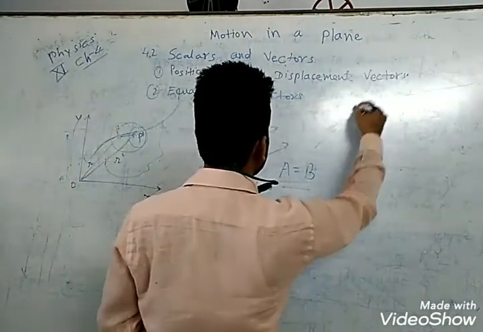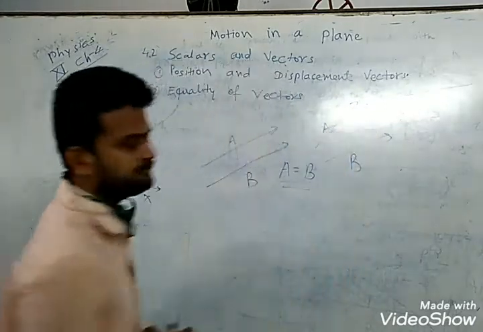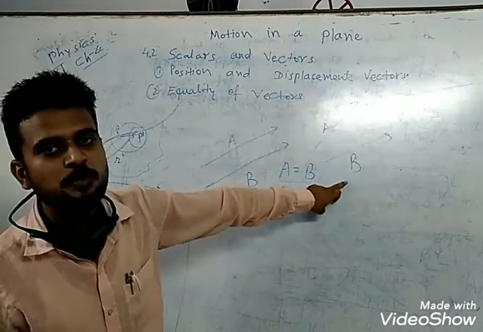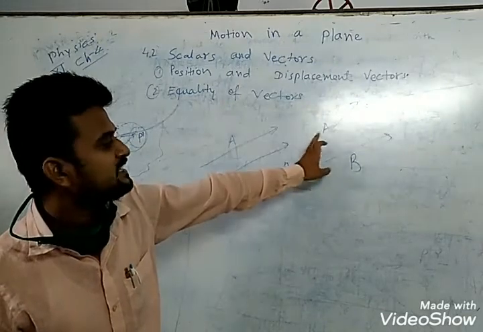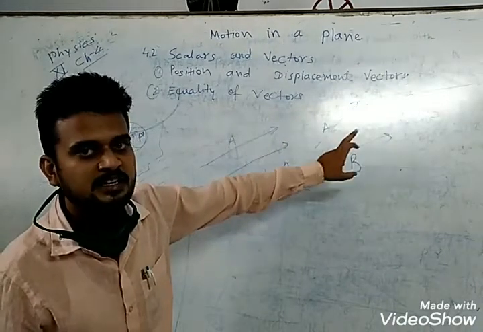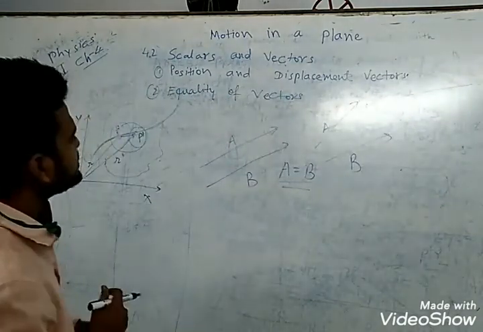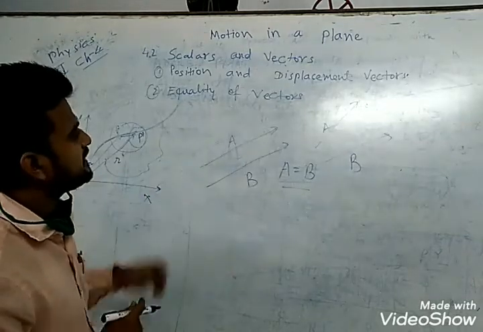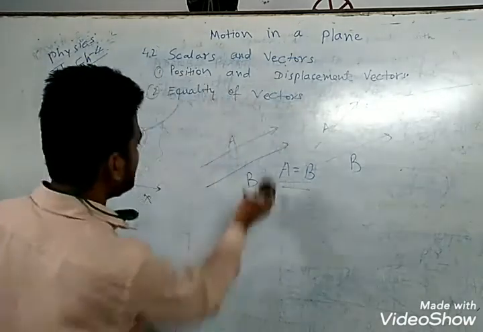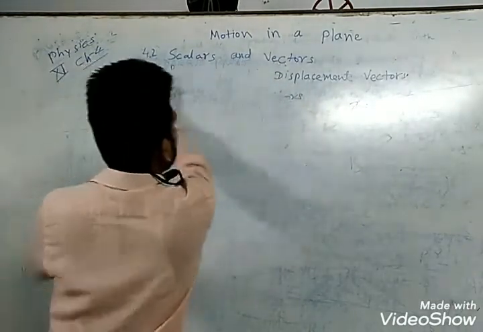Now take another example, A and B. Here the magnitude of vector A is equal to B, but the direction of the two vectors is different. Now the next point, multiplication of a vector by a real number.